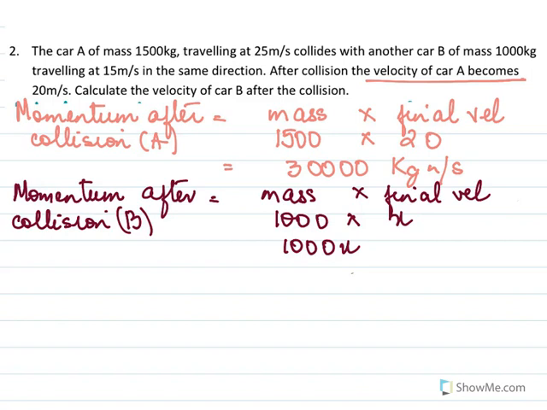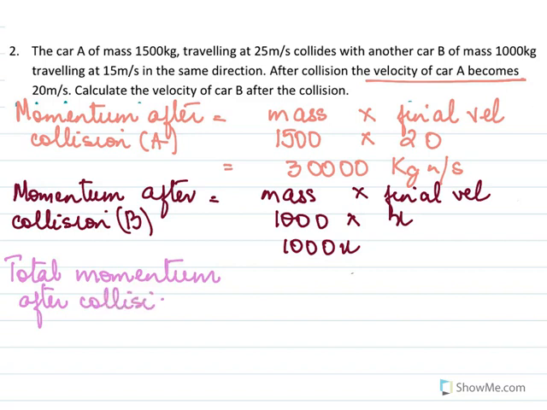So total momentum after collision is equal to the momentum of A and the momentum of B. So that would be 30,000 plus 1000x.